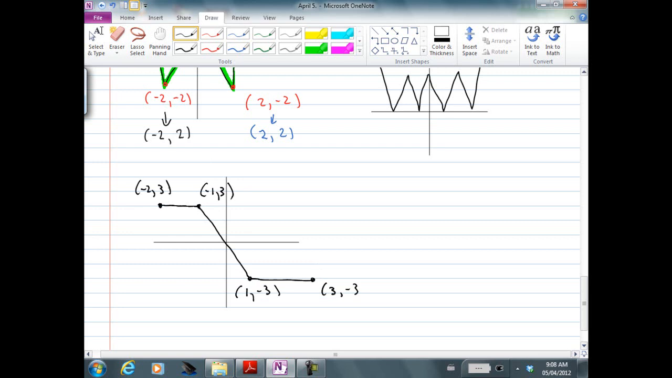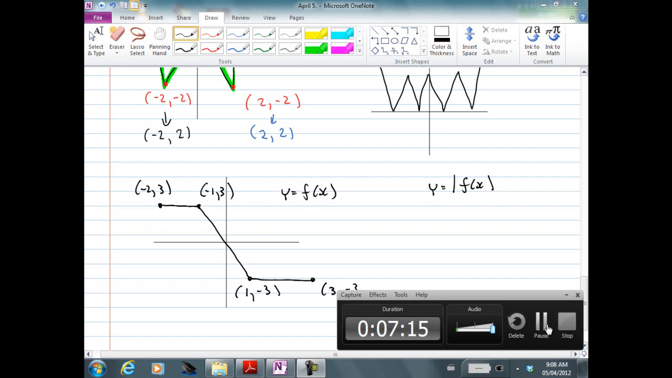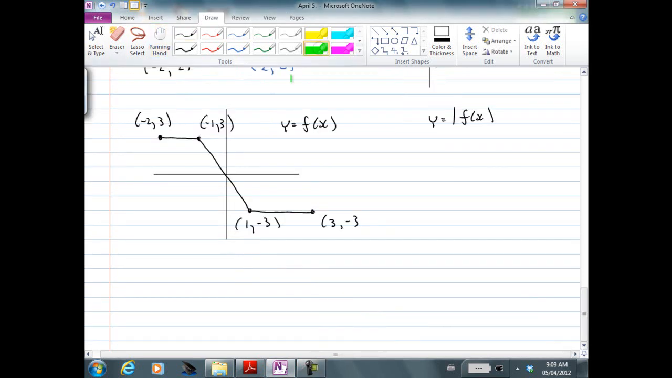Guys, this is y equals f of x. I want you to tell me y equals absolute f of x. Practice with your coordinates. The key is coordinates. I only focus on the negative pieces, which is this piece. Nothing else. That's the only piece I focus on.